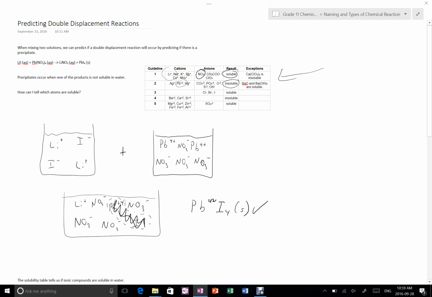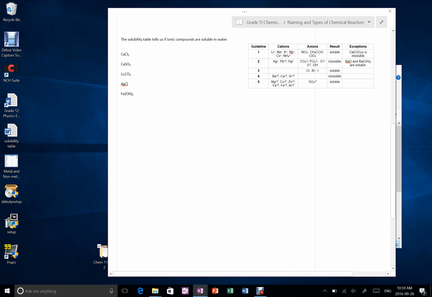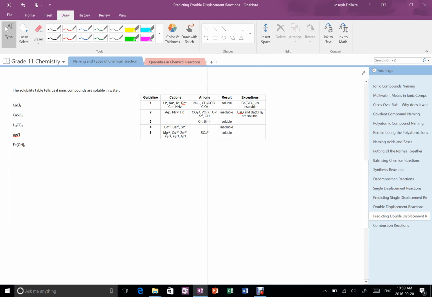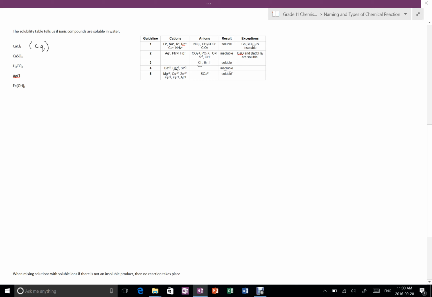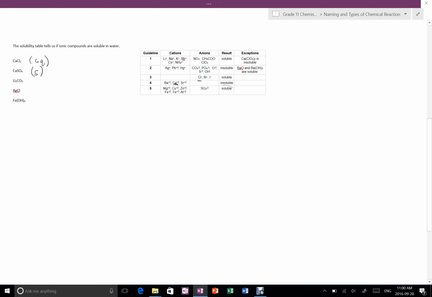So let's just do a little practice here where we use the solubility table to see where we're at. Calcium chloride. Calcium is here. Chloride is here. So since chloride is higher, it's more important. It's soluble, so I'm going to make that aqueous. Calcium sulfate. Calcium's here, sulfate's down here. Since the calcium is higher, it's more important, so this is insoluble. So I would say it would form a solid or a precipitate.